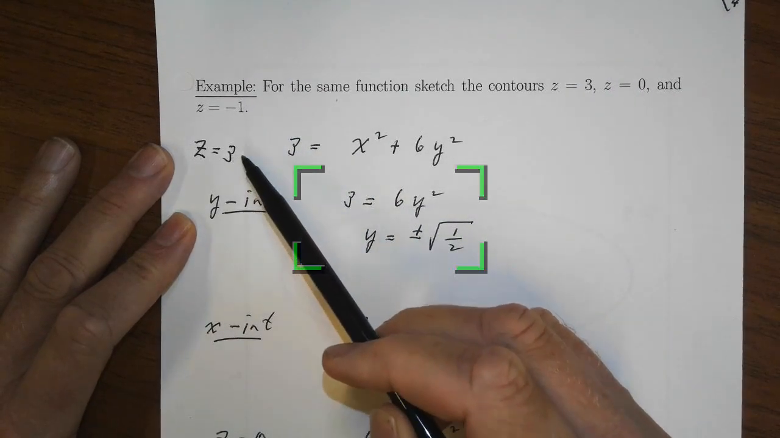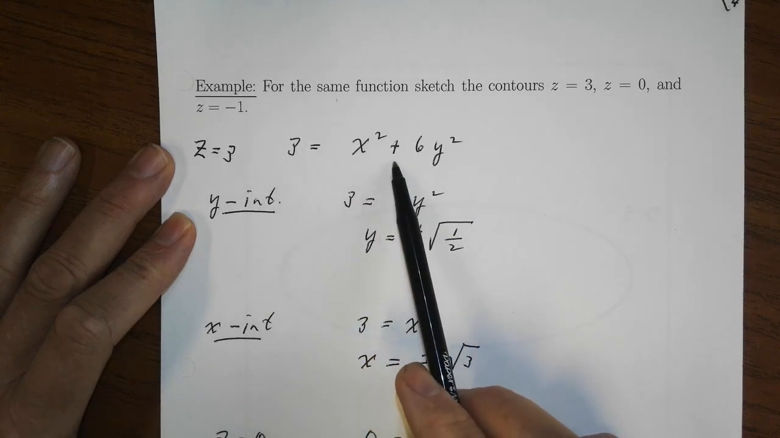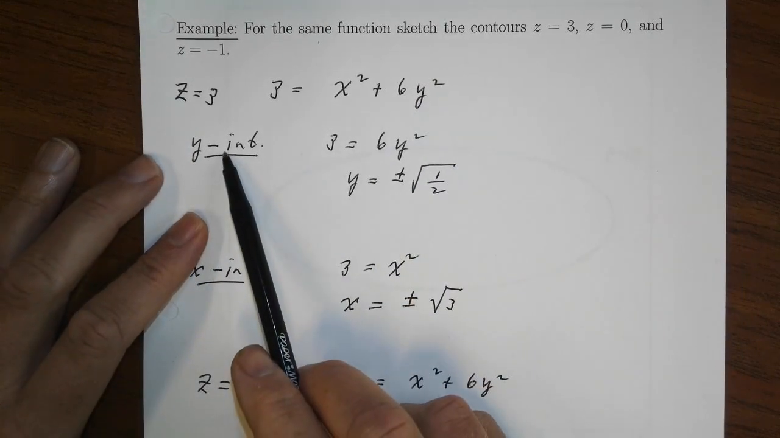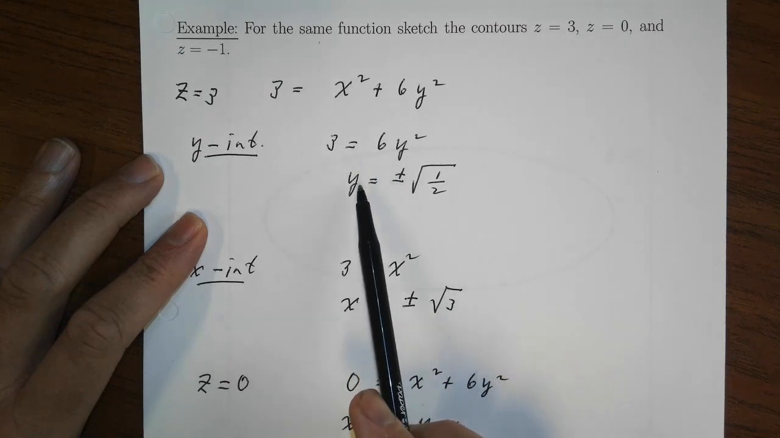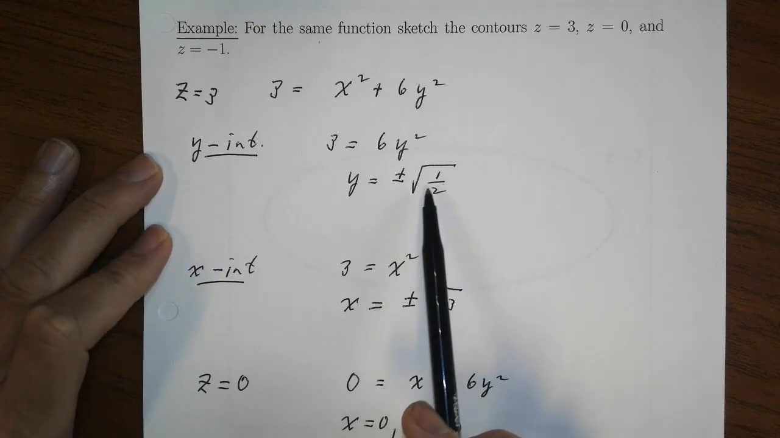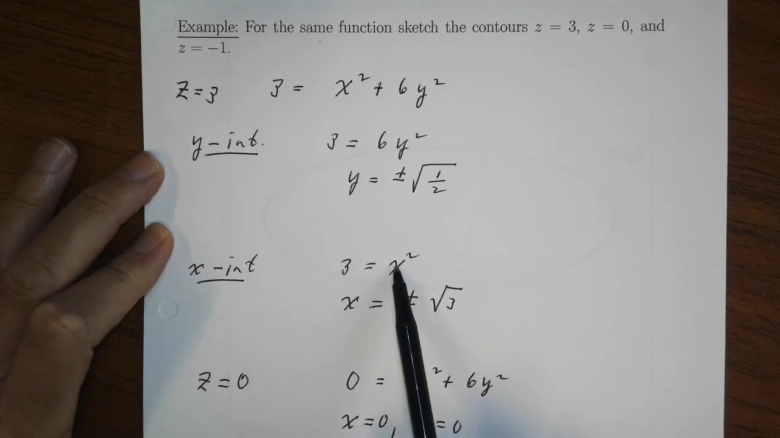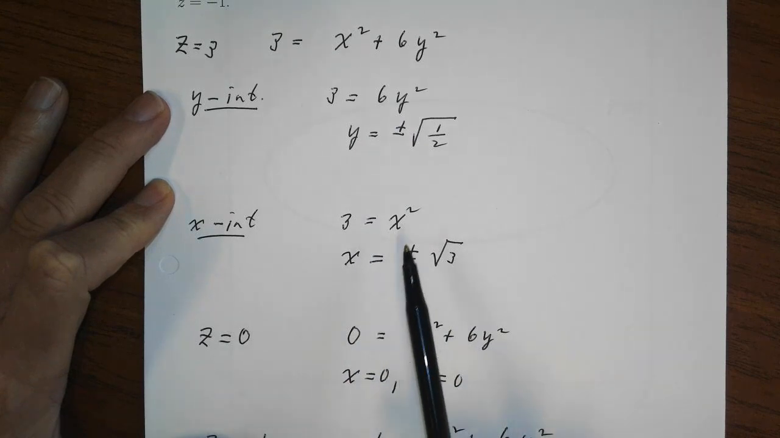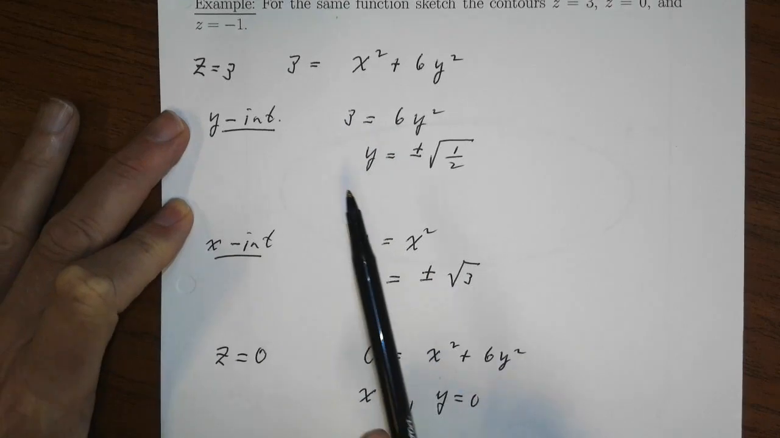Let's start with z = 3. So now we set our z value to 3, and we get 3 = x² + 6y². This also is an ellipse. So let's find the y-intercept. Let's set x to 0. 3 = 6y², so y would be plus or minus the square root of 1/2. You can check that if you need to. For the x-intercepts, set y to 0, so we would get 3 = x², so x equals plus or minus the square root of 3. So those would give me the intercepts on the ellipse corresponding to this contour. We'll show you that in a moment.